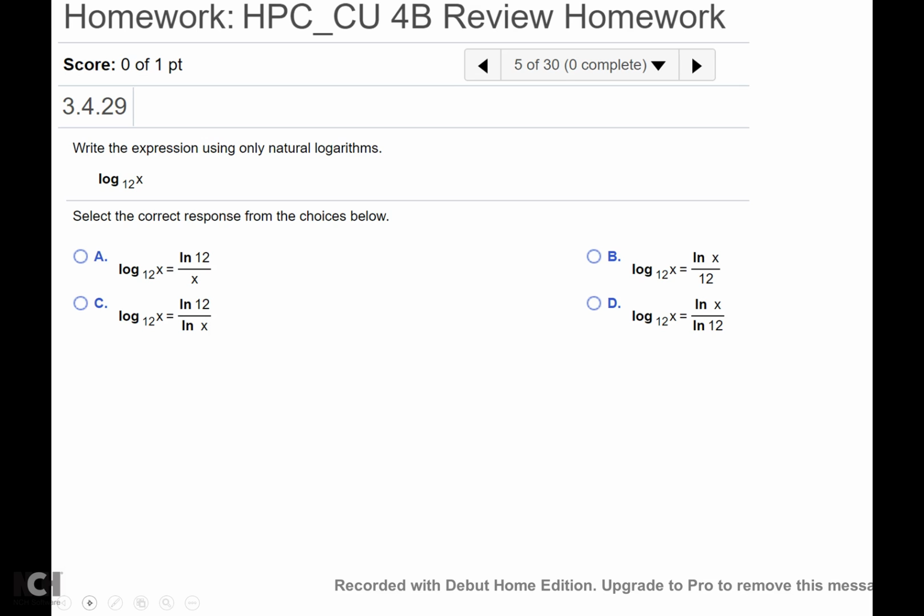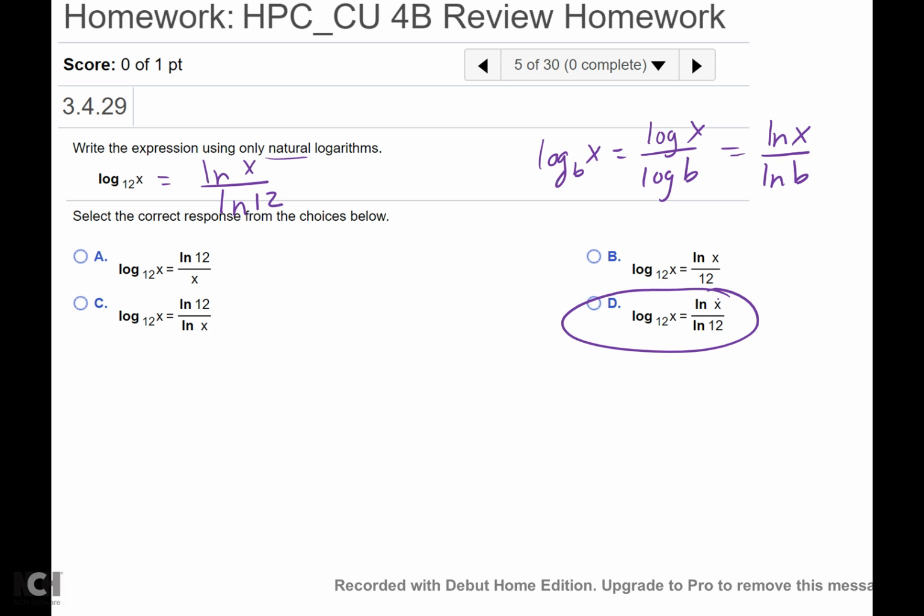Alright, this one they want us to write it using only natural logarithms. This is kind of like a change of base. If you have log base b of x, you can either rewrite it using common logs, which would be log x over log b, or you can rewrite it using natural logs, which would be ln x over ln b. Okay, so to rewrite this, this would be ln of x over ln of 12. And that would be D.